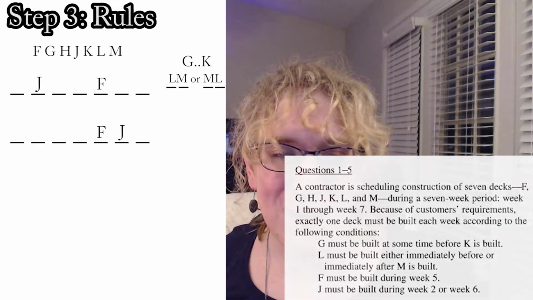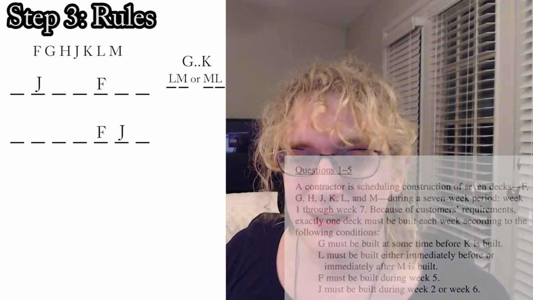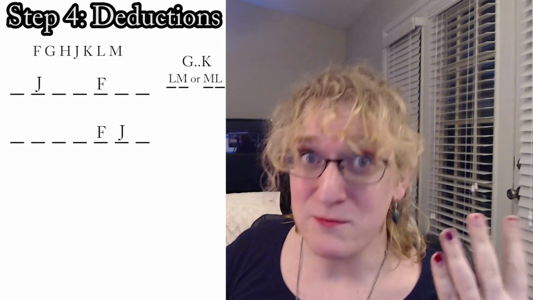So now that we have our rules down, it's time for step 4. This is the moneymaker. This is the big step right here. Before you go to the questions, make deductions about these rules. There are always going to be deductions, and often there's going to be some big key deduction that once you get to it, you're like, oh yeah, that was good. I know a lot now. I can go on to the questions.